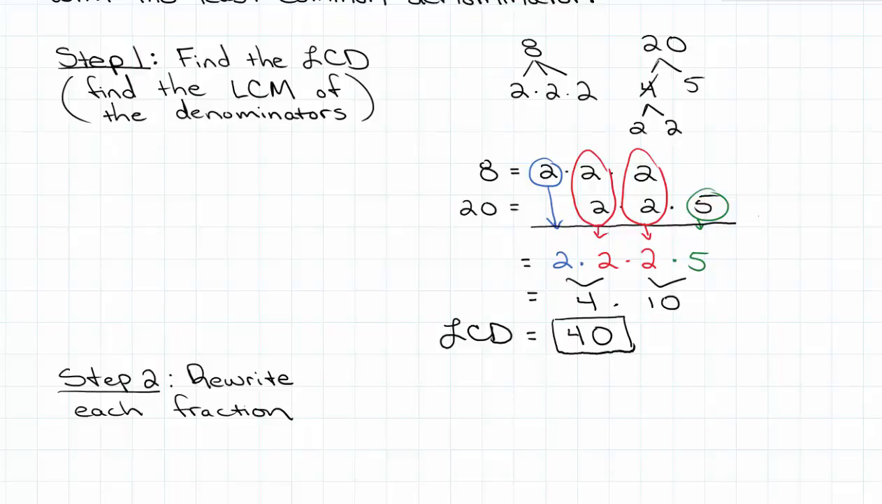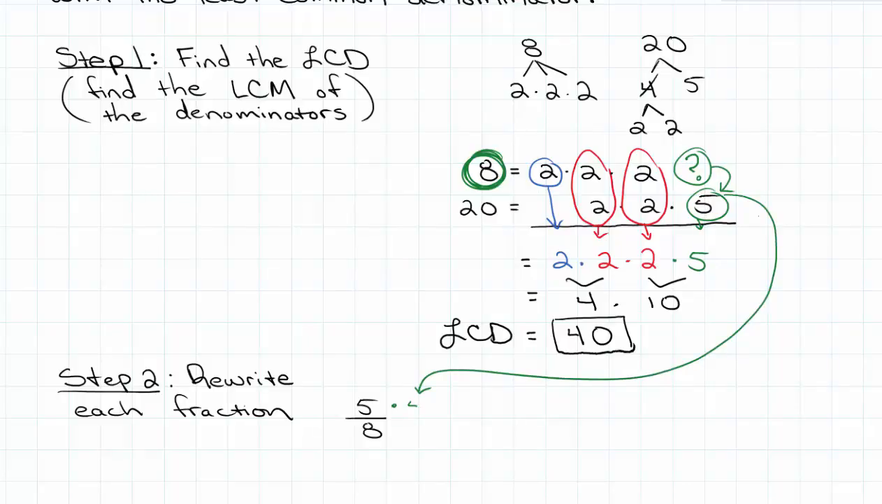So step 2 is we're going to rewrite each fraction. I'm going to take 5/8. I'm going to multiply the numerator and denominator by the same number. Now what number should I multiply by? Well, I need the denominator to be a 40. So I look up here at the prime factorizations and ask myself, what number was the prime factorization of 8 missing that the prime factorization of 40 had? It was missing a factor of 5. So I need to multiply the numerator and denominator of 5/8 by 5. That's going to give me the fraction 25/40.